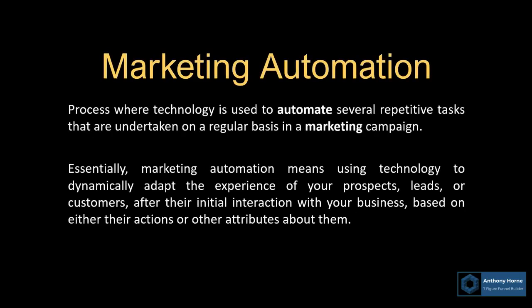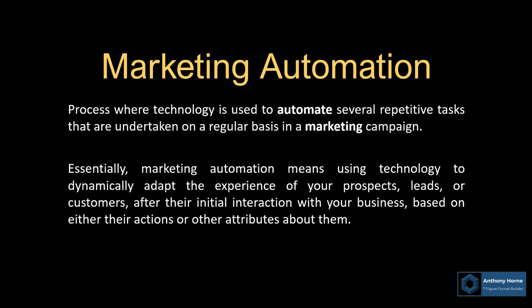All right, so for starters, what is marketing automation? Well, the textbook definition sounds something like this. It's a process where technology is used to automate several repetitive tasks that are undertaken on a regular basis in a marketing campaign. Now, that's true, but today, when people refer to automation in online marketing, they're usually referring to specifically workflows that use smart logic to take action based on how prospects behave or other parameters.